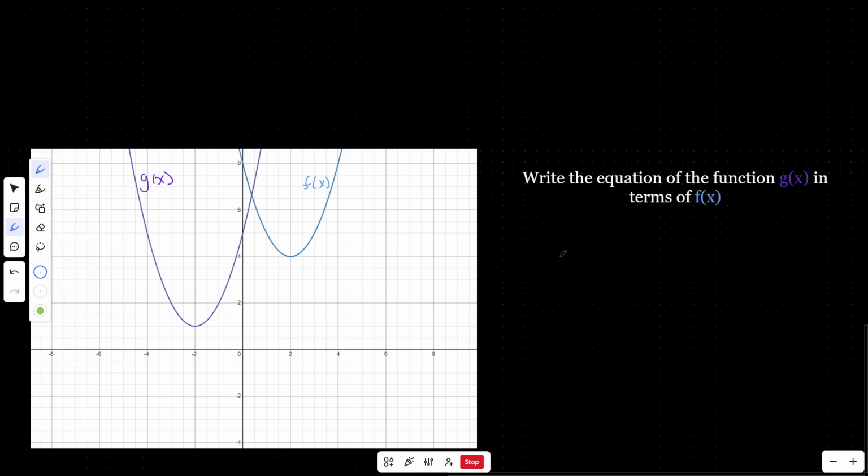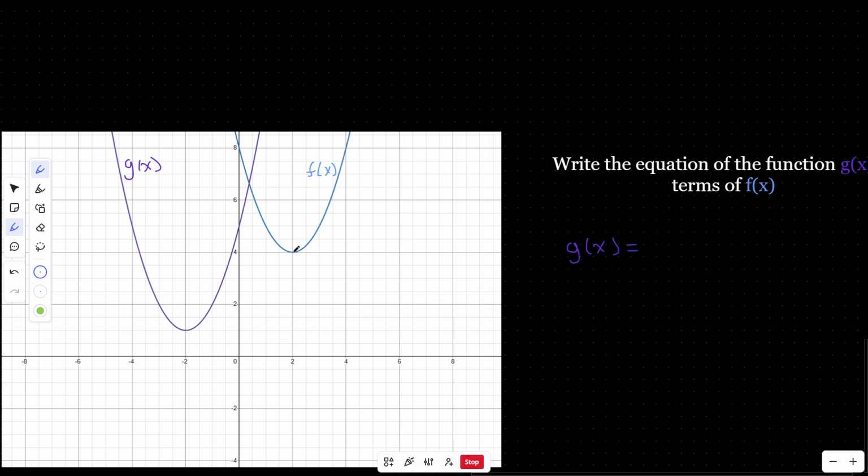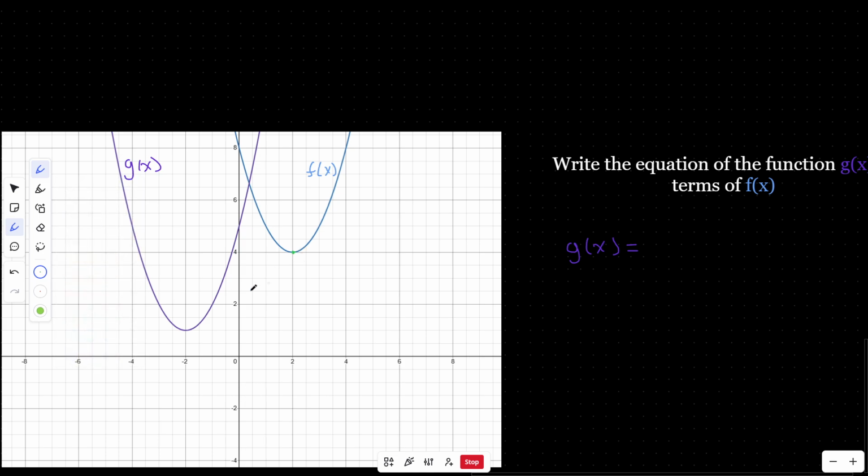So to start off with these questions, since we're writing the equation of the function g of x, we're just going to write g of x is equal to. So basically what transformations do we have to apply to the function f of x so that we arrive at g of x? So let's just start off with a vertex, because that's a pretty identifiable point. So this is our vertex here, and this is our vertex here, and I'm going to write that in. That's at the point 2, 4, and this is at the point negative 2, comma, and I think that's 1. There we go, because it's between there.